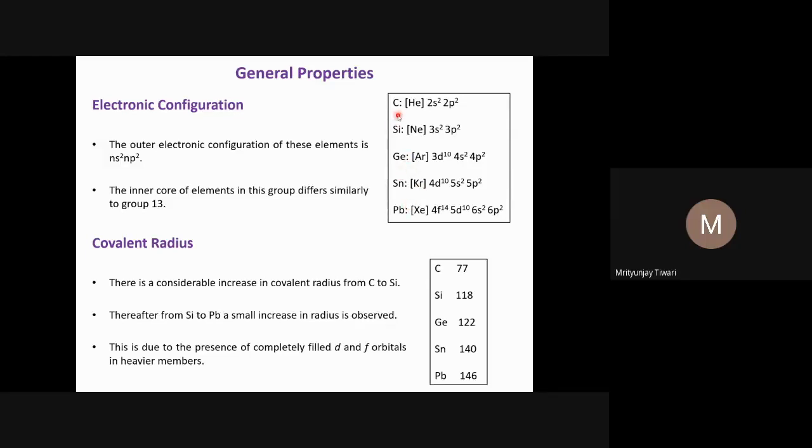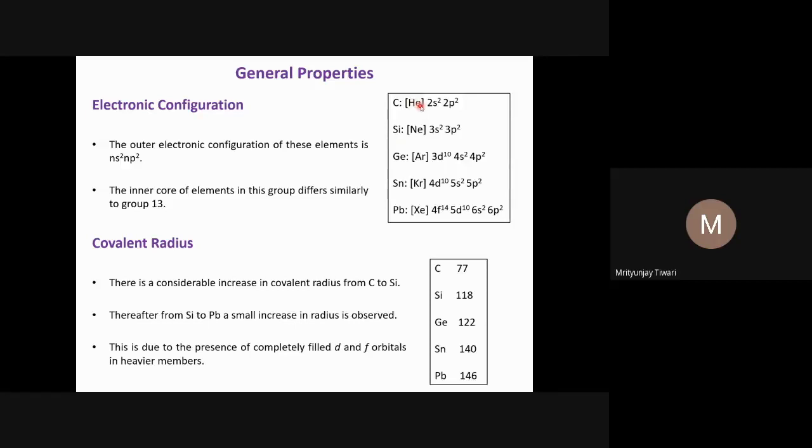If you look at the electronic configuration of the elements one by one, carbon is the electronic configuration of helium, then 2s2, 2p2. The electronic configuration of helium is 1s2, so the detailed electronic configuration of carbon is 1s2, 2s2, 2p2. And 1s2, 2s2, 2p6 is the electronic configuration of neon. So the electronic configuration of silicon is that of neon, and beyond that 3s2, 3p2. So what do we see here?